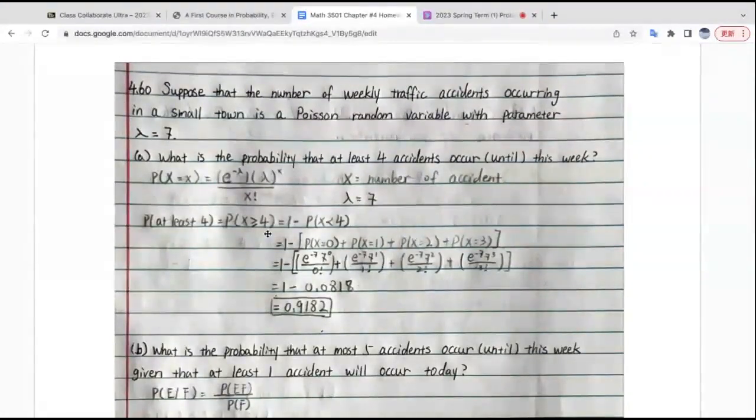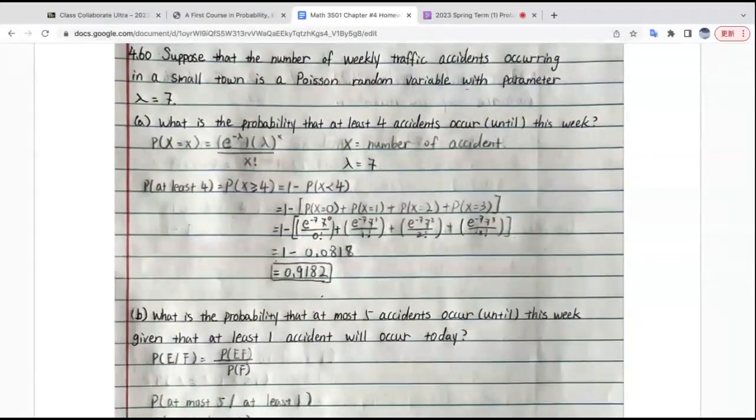So I'm going to present question number 60 from chapter 4. The question is, suppose that the number of weekly traffic accidents occurring in a small town is a Poisson random variable with parameter lambda equal to 7. Question A, what is the probability that at least 4 accidents occur this week? So here we use the Poisson formula. X represents the number of accidents, and lambda is equal to 7.